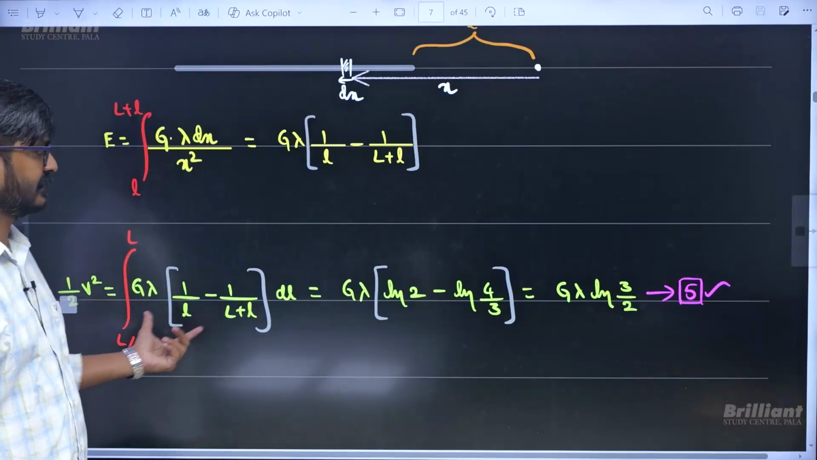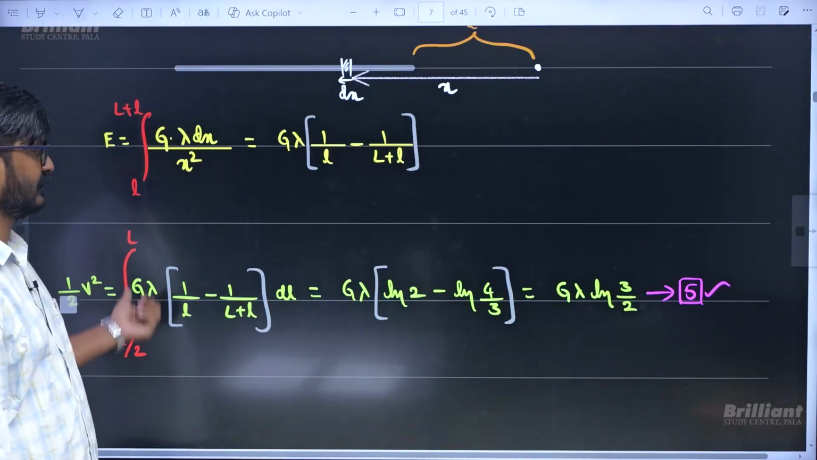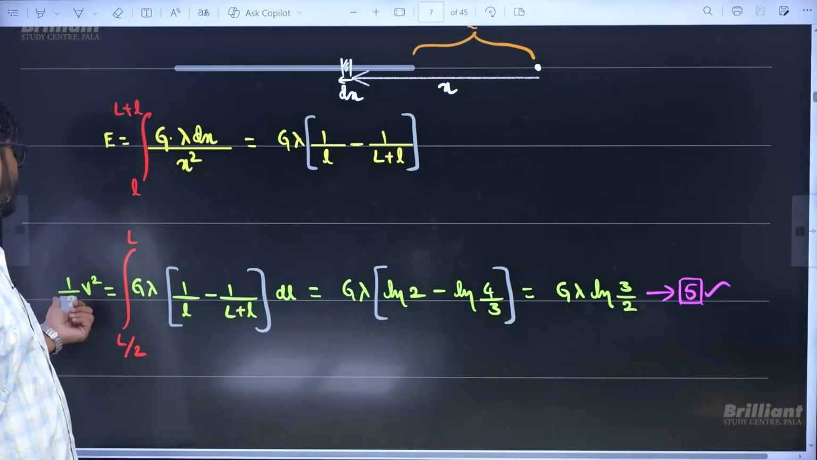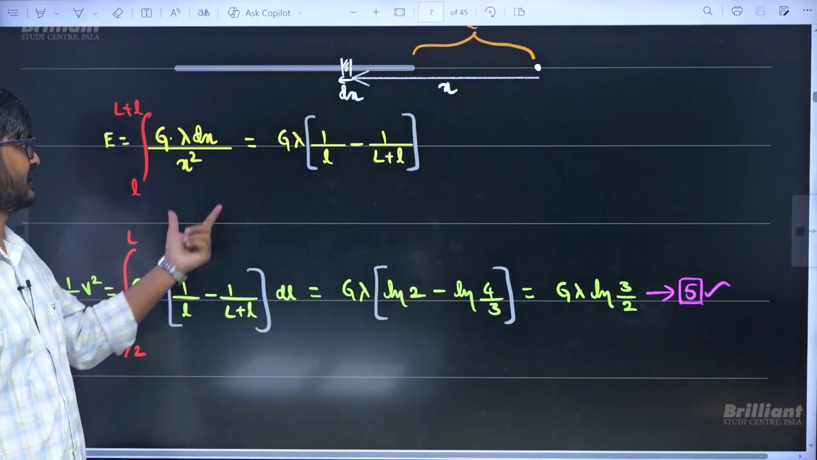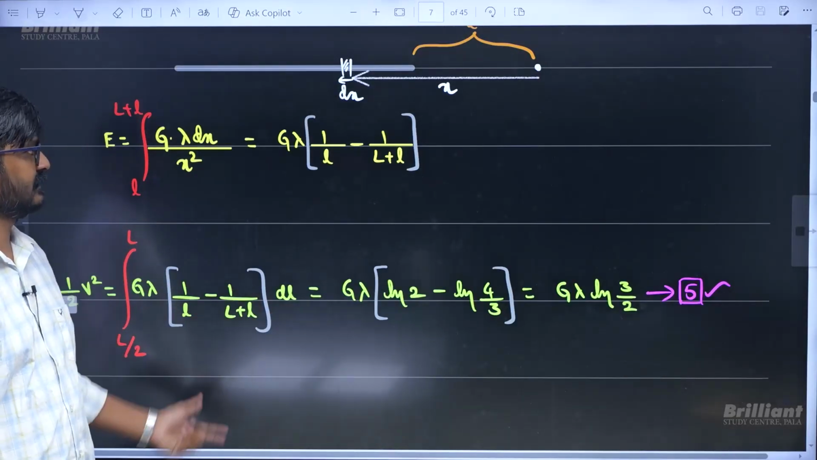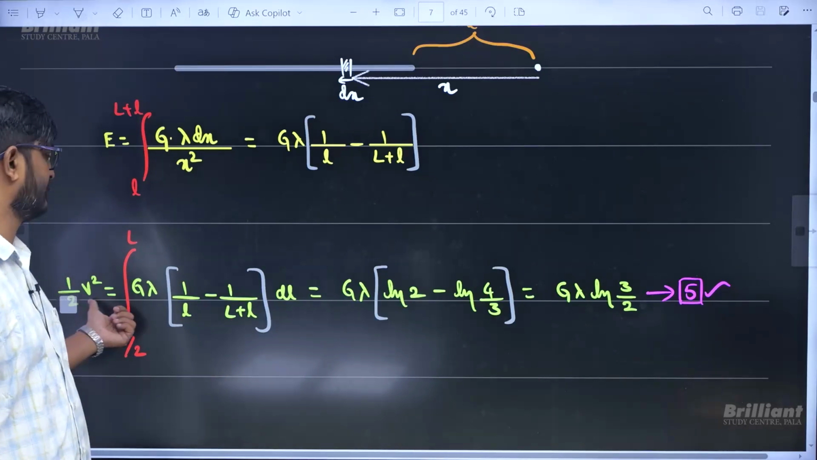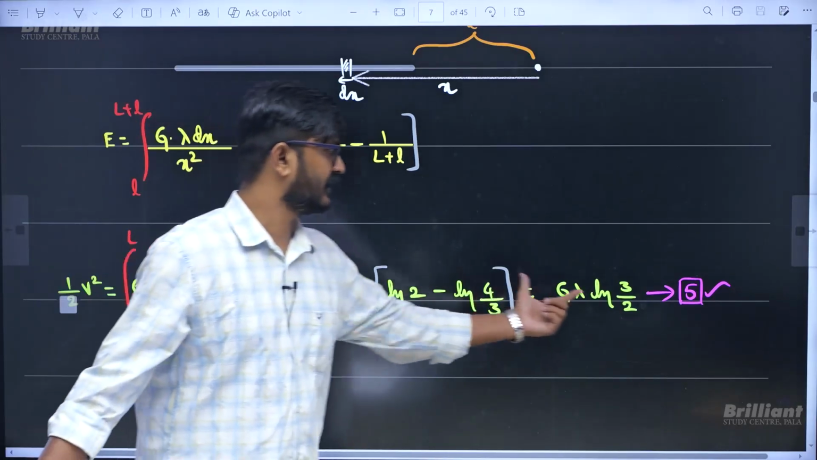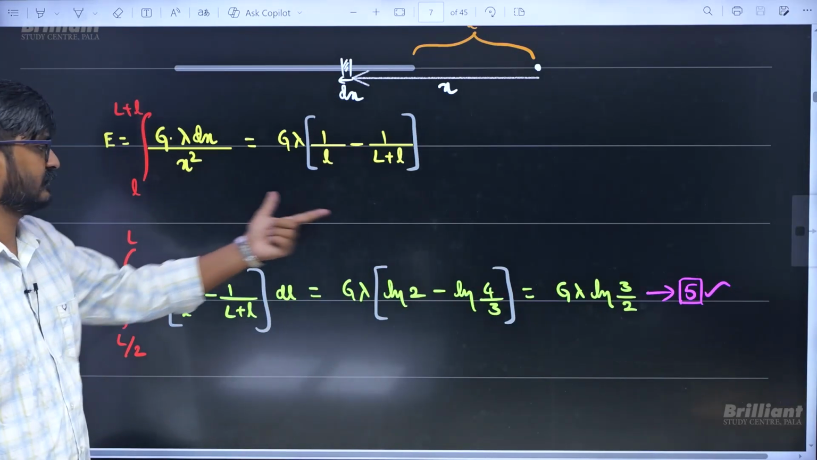So you have to integrate from L by 2 to L. That will give you half mv square. I have taken unit mass, or I am talking about field. So field dot dx, the work done by field, is going to be half v square, right? So v square is going to be 2 times of that.